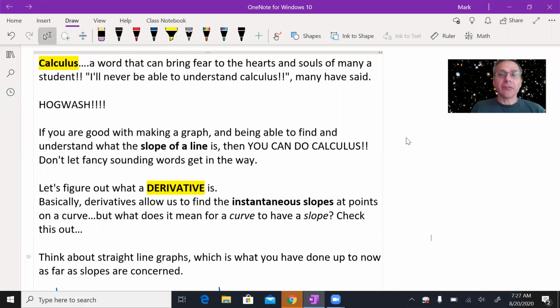You've been making graphs for a long time. You've been finding slopes of lines for a long time. If all of that makes sense to you, then you can do calculus, it turns out.